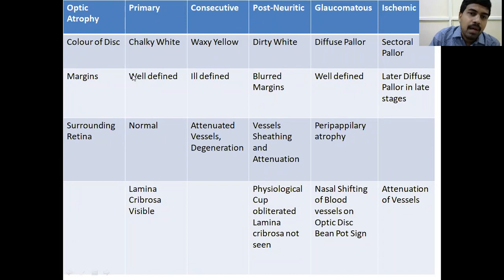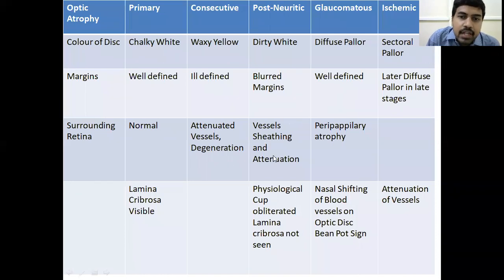Okay. And what about the margins of the optic disc? They're well defined in case of primary and consecutive. Post-neuritic has blurred margins. You remember in papilledema and optic neuritis, the margins will be blurred. In glaucoma, it is well defined. In ischemic, there will be diffuse pallor. Everything will be diffuse. The surrounding retina is normal in case of primary. In consecutive, there will be signs of the associated disease. If it is retinitis pigmentosa, there will be attenuation of the vessels and bony corpuscular pigmentation. If it is CRAO, cattle tracking of the veins can be seen. So depending on the disease, there may be attenuated vessels or degeneration or other changes. It varies from disease to disease.